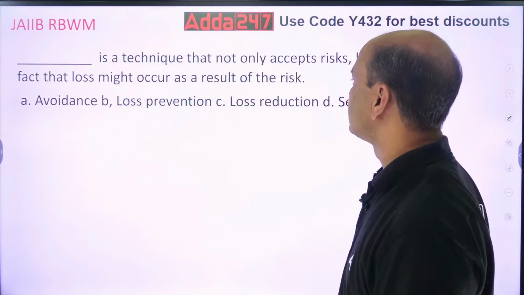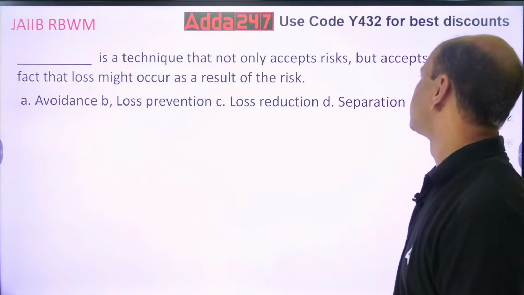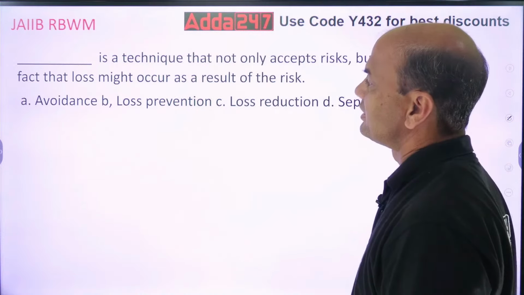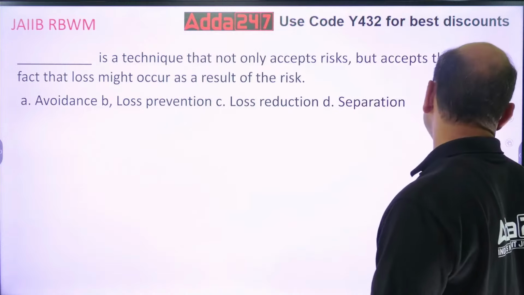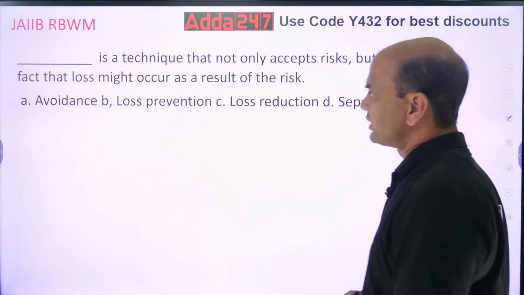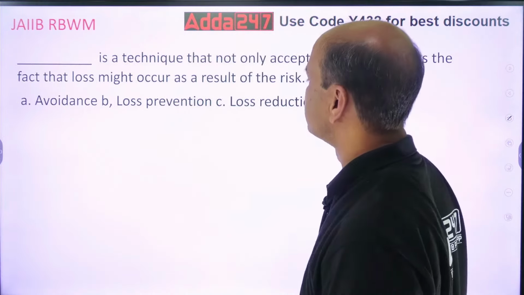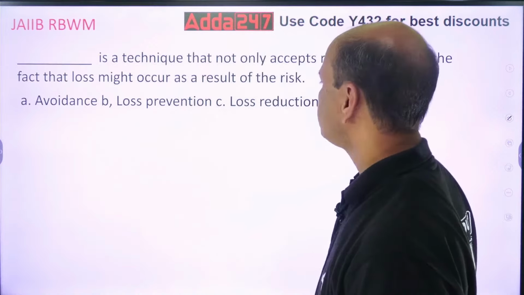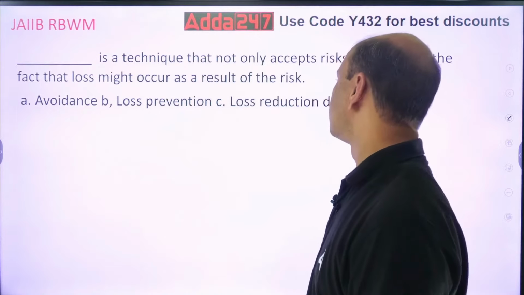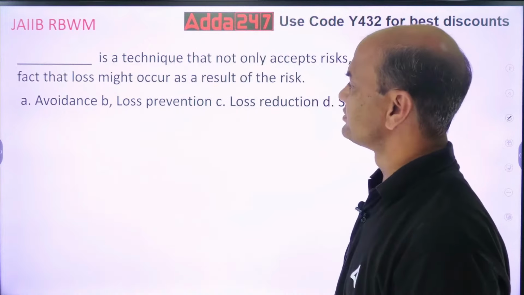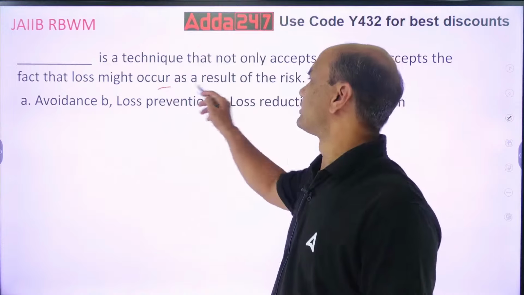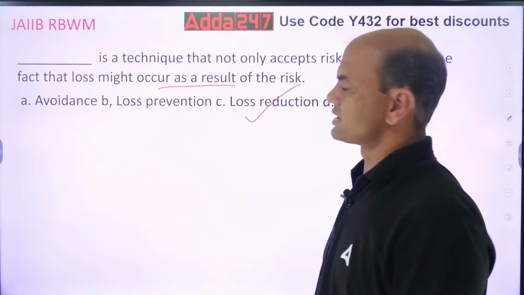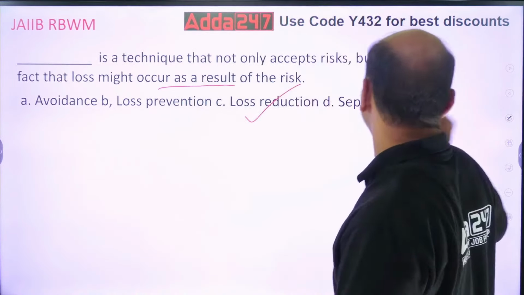Dash is a technique that not only accepts risk, but accepts the fact that loss might occur as a result of the risk. So what is it? Avoidance, loss prevention, loss reduction, and separation. It assumes that the loss might occur. Loss reduction, okay? It is known as loss reduction.